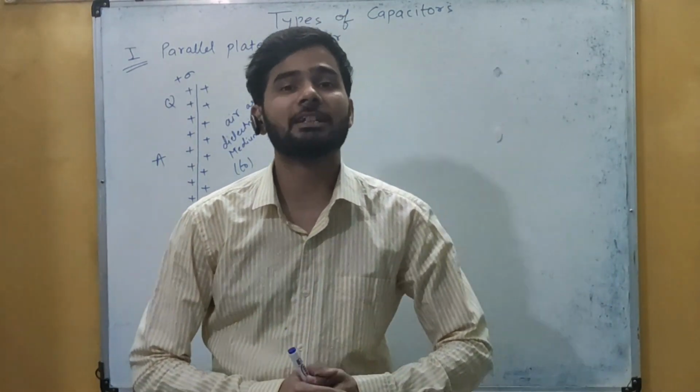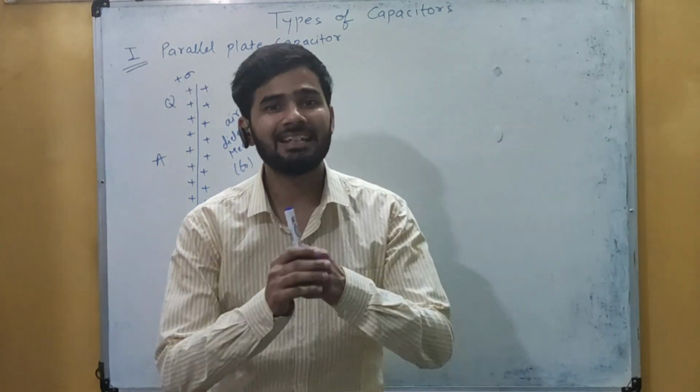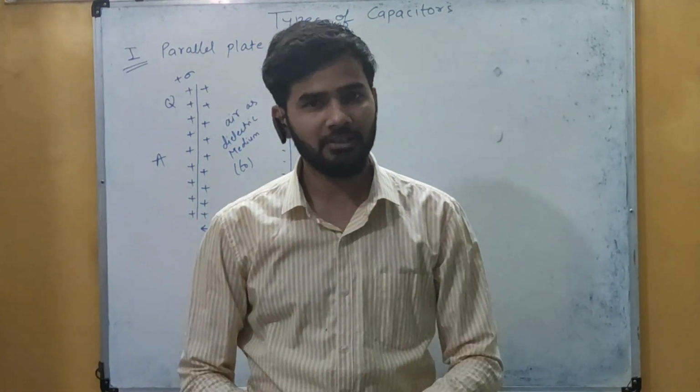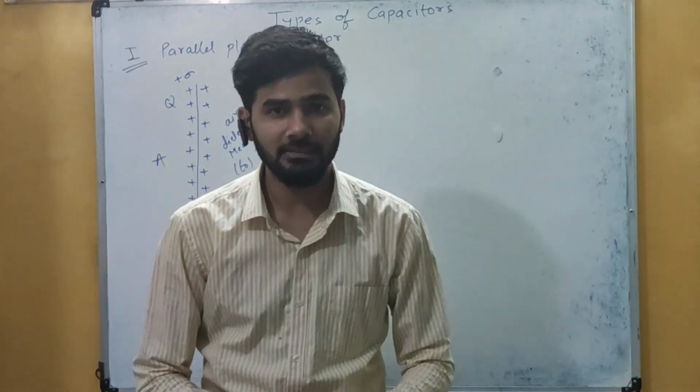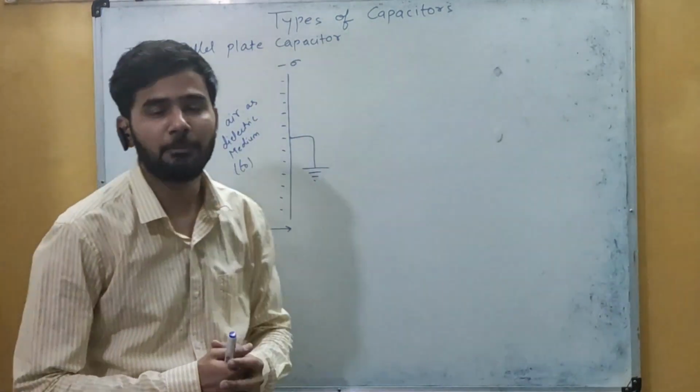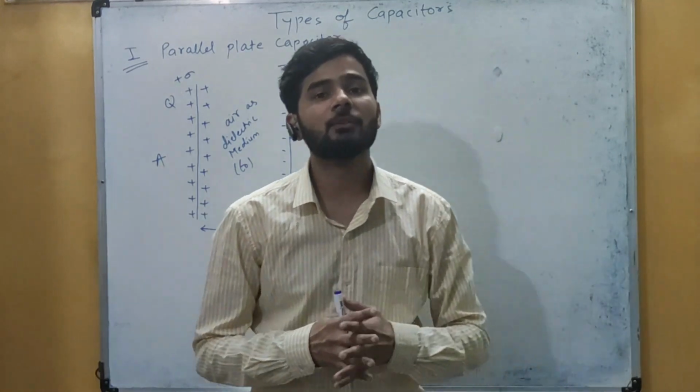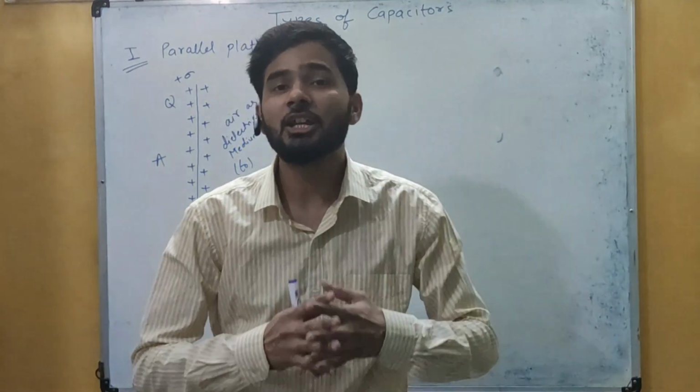We are studying the chapter electrostatic potential and capacitance. In that chapter we are studying about the capacitor. In the previous video we have seen about the capacitor and the capacitance. Now here we will see the different types of capacitor. Here we have different types of capacitor based on their shapes.